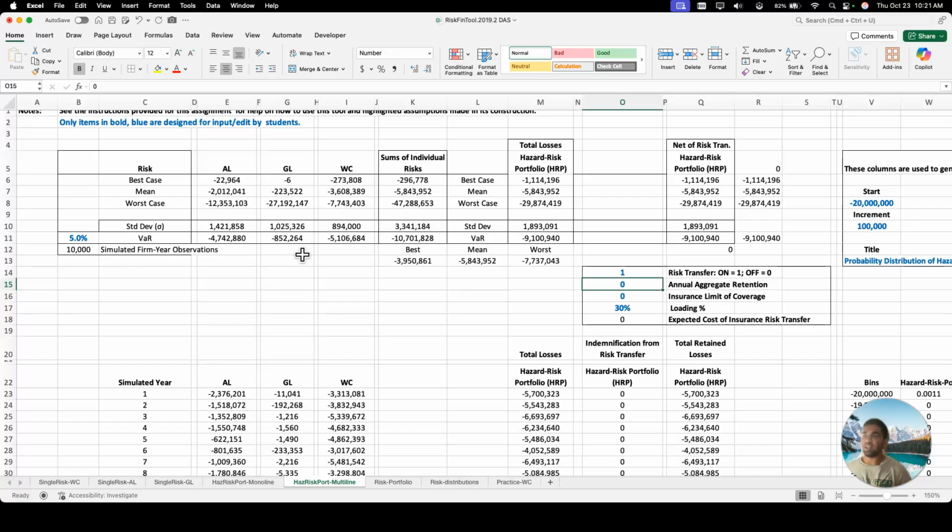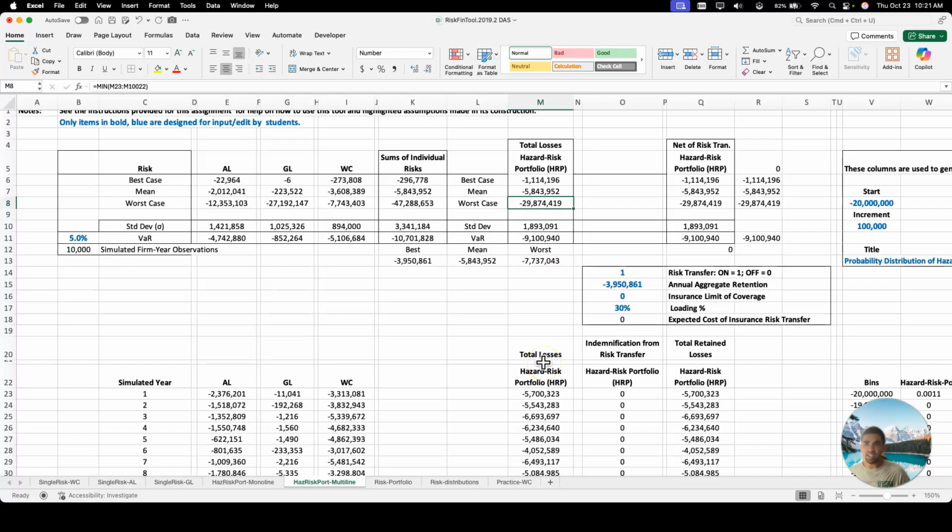Now that we have the retention level, why don't we start with the best case scenario? So negative 3950861, and now we need to figure out the insurance limit of coverage. How do we do that? Remember, we are targeting the left tail. Starting with exercise 3 or 4, I can't remember, Dr. Miller told us that we were going to start only targeting the left tail. You might be thinking, we're doing the best case scenario, so why don't I just target the best case scenario losses? Because we are targeting the left tail, we need to worry about this 29 million.